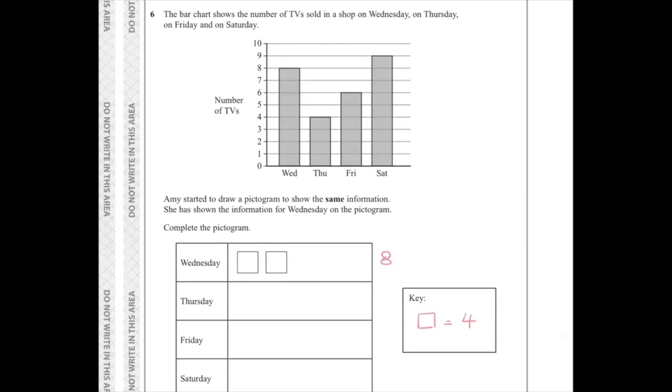First thing I'm going to do is look at the heights of all my bars. So Thursday has a height of 4, Friday 6, and Saturday 9. And then I'm going to represent using my key. 1 square is worth 4, so we're just putting in 1 square. For Friday, 1 square is 4, and then I just want half. So just make sure it doesn't look like a square because it's really easy to do that. And for 9, we're going to do 2 full squares and a little quarter.